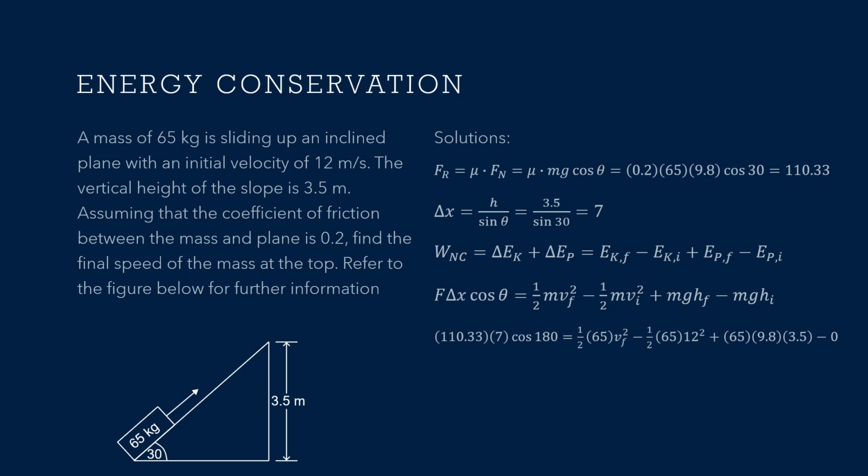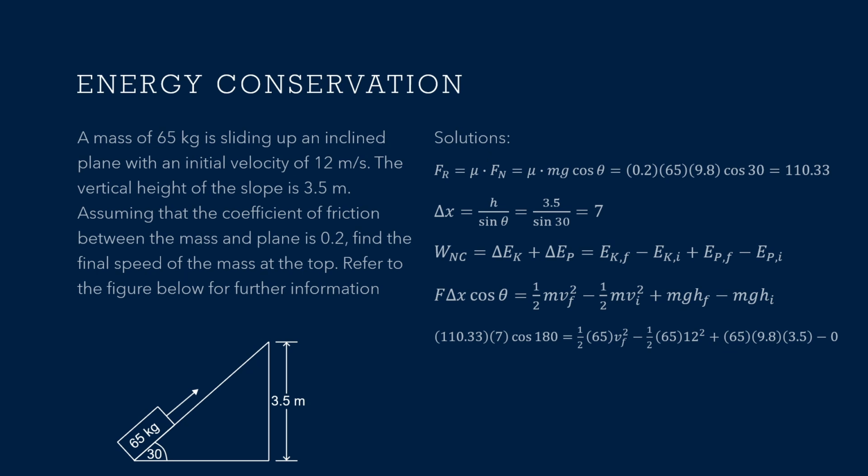because friction opposes the motion, and hence its angle should be 180 degrees, is equal to 1/2 times 65 times vf squared minus 1/2 times 65 multiplied by 12 squared, because I was given the initial velocity, plus 65 multiplied by 9.8 multiplied by 3.5, that is the final potential energy, minus 0, because the initial potential energy was 0, because the height was 0 at the bottom of the slope, and hence if h is 0, the whole potential energy becomes 0.